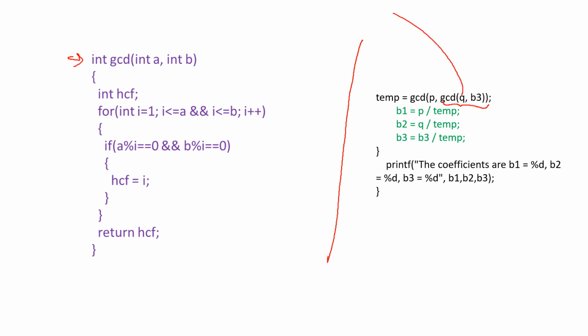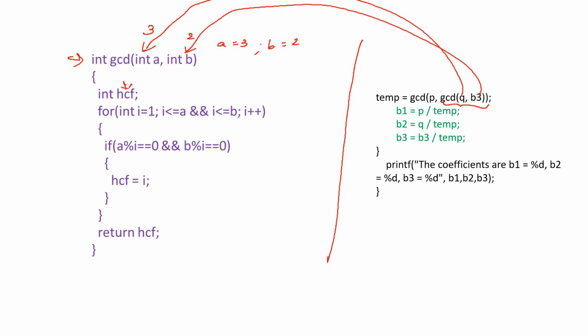Now q will be passed to your a and b3 will be passed to your b. So what was your value for q? Q was equal to 3 and b was equal to 2. Now a will be equal to 3 and b will be equal to 2. Clear till this? Okay, now this is the function definition, right? Function body, it enters into the function int HCF. It is declaring a variable HCF of the data type integer.